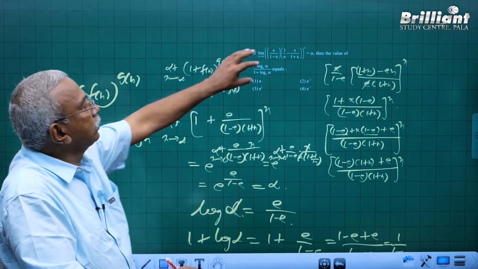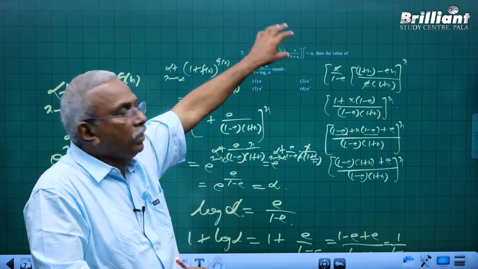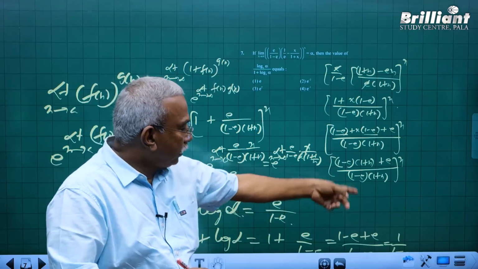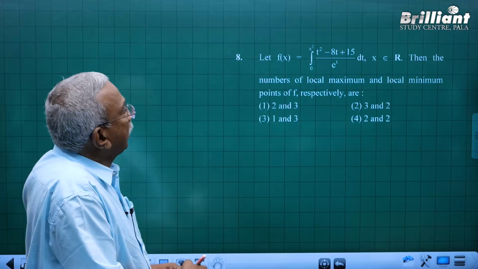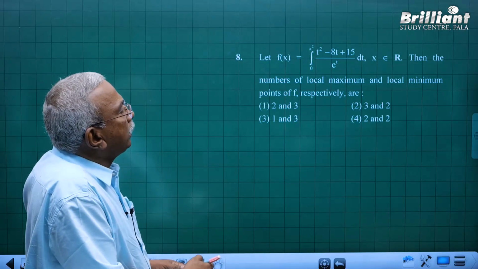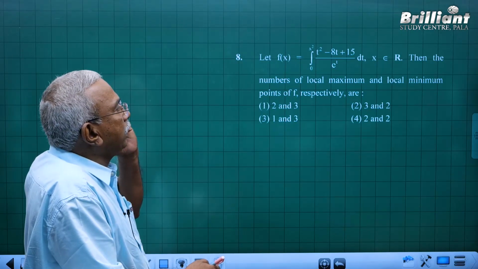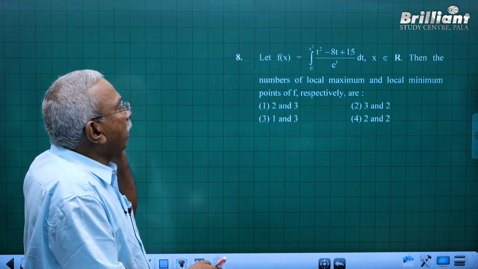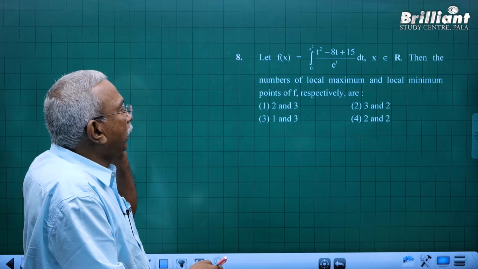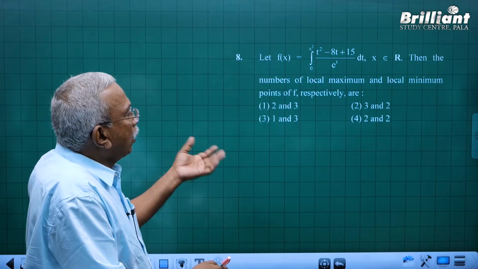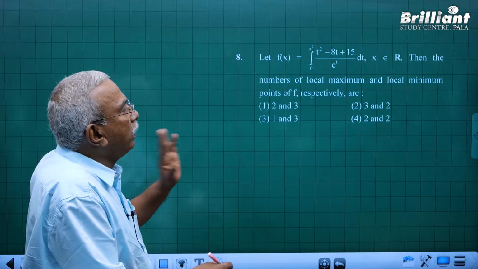So you choose this one and subtracting one along with them, we can see it is actually in the form of this expression. So good. Okay. Now question number 8. Let f of x equal the integral from 0 to x square of (t square minus 8t plus 15) divided by e raised to t dt. Then the number of local maxima and local minima of f respectively are? How many local maxima and how many local minima are there?